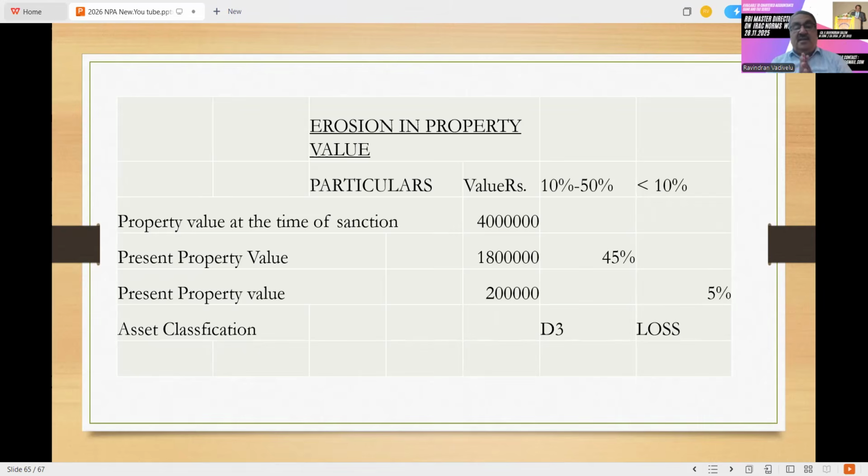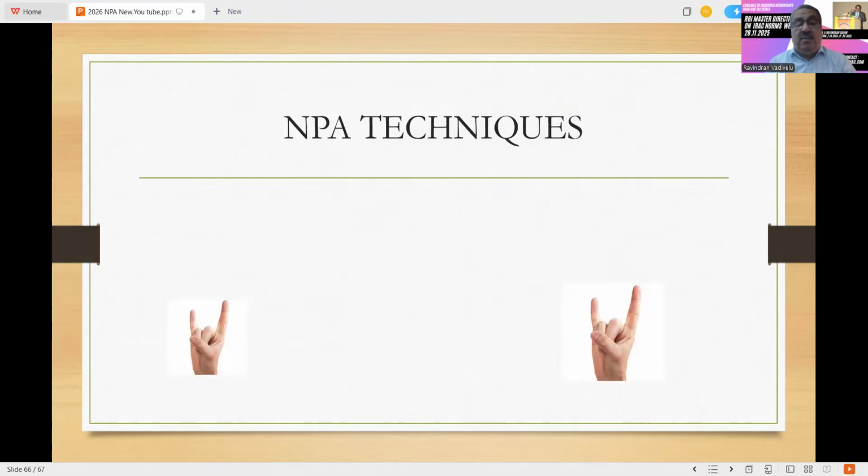Here, in this chart, the property value at the time of sanction is 40 lakhs, and the present value is 18 lakhs. That means it is 45%. If there is any reduction between 50 to 90, that is, 10 to 50 remaining now, you can directly classify that account as D3. And if the value is less than 10%, you can directly take it into loss asset. This is also another very important thing with reference to erosion in property value.